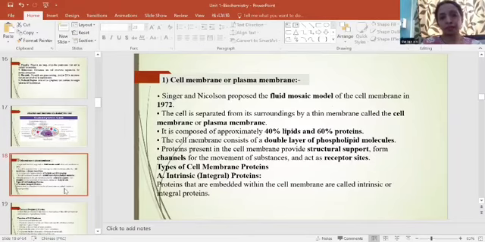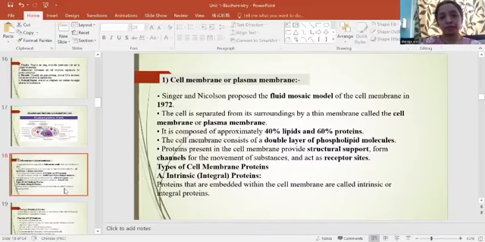Cell membrane, that is the plasma membrane. It was proposed by Singer and Nicolson in 1972. The cell is separated from its surroundings by a thin membrane called the cellular membrane or plasma membrane. It is composed of 40% lipids and 60% proteins. The cell membrane consists of a double layer of phospholipid molecules.